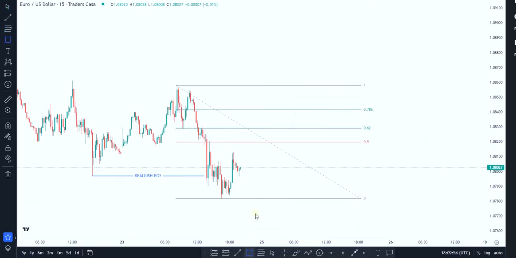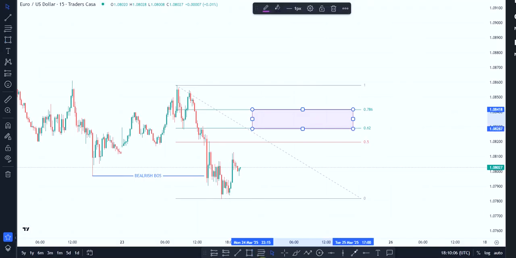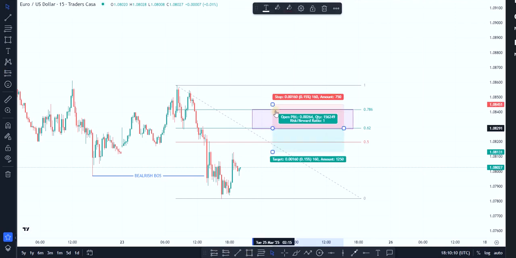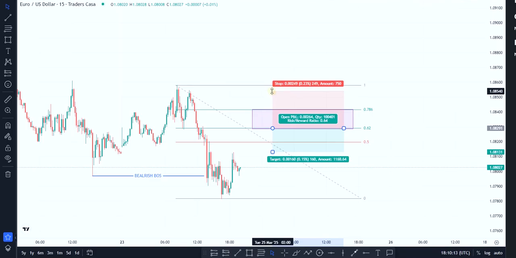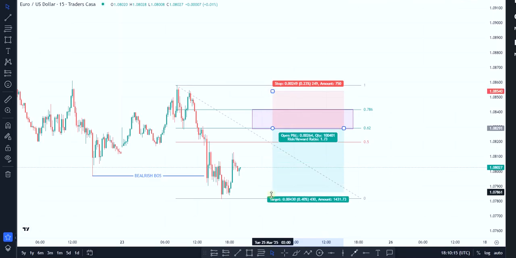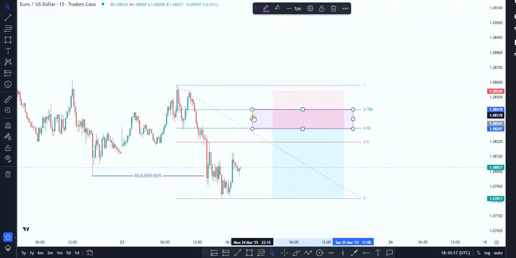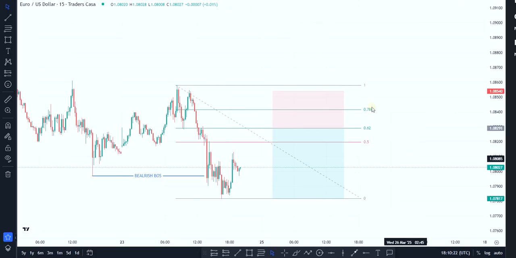Remember guys, 0.62 and 0.786 is our area of interest, is our golden zone, is our POI, our point of interest, right? So we take our short position right here. We enter right here. Then our stop loss just a little distance from the 1, right? Then we target the recent low. So let me delete this one for a clean board, and let's see how this one plays out.